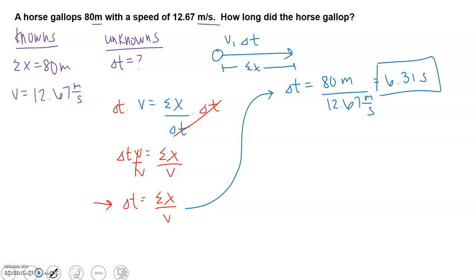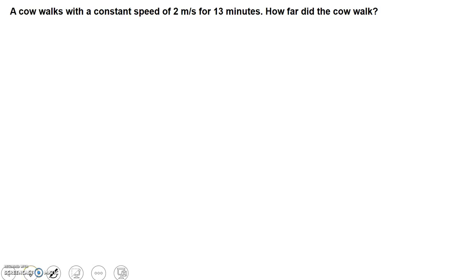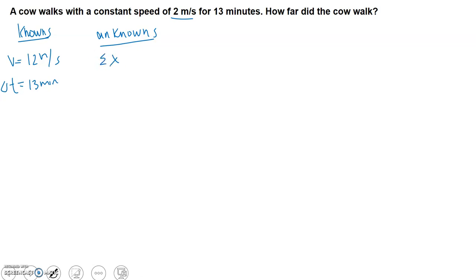We'll do another example to get used to the process. A cow walks with a constant speed of 2 meters per second for 13 minutes. How far did he walk? So we list our knowns and our unknowns. It tells us the speed is 12 meters per second. The time interval, 13 minutes. And we don't know how far. That's what we're looking for.